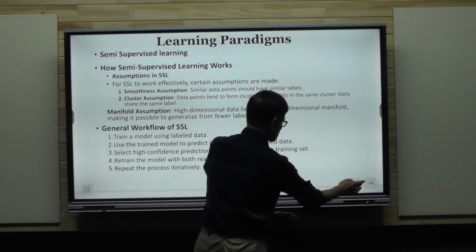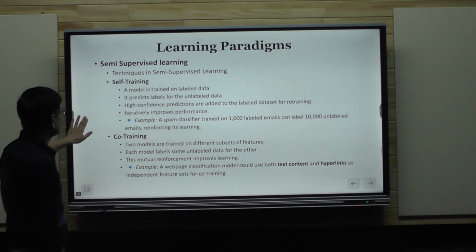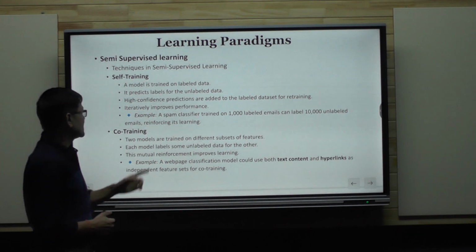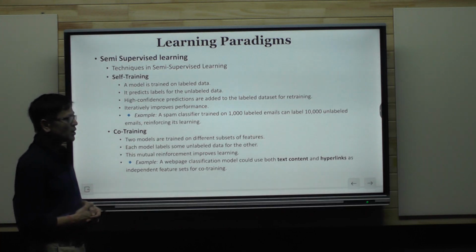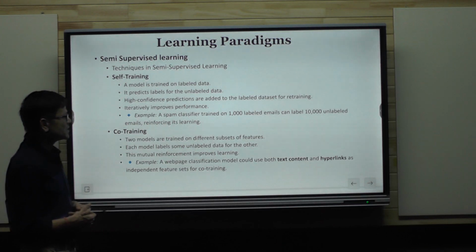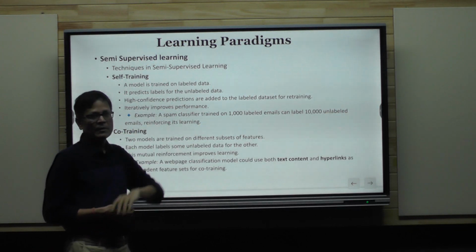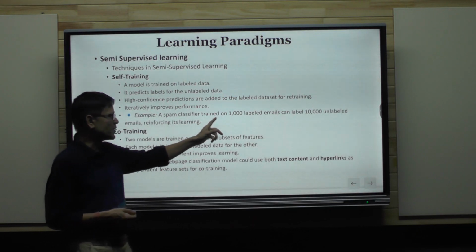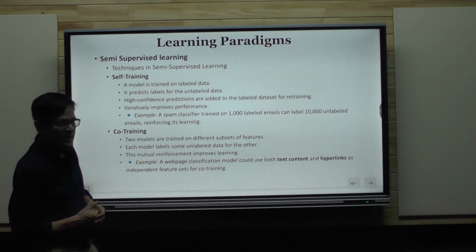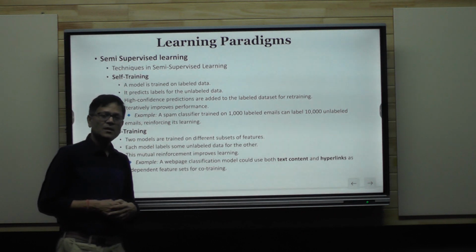So this is the general workflow of SSL. So where can we use semi-supervised learning? Self-training. A model is trained on the labeled data. It predicts the labels of unlabeled data. High confidence predictions are added to the labeled data for retraining. So that means it iteratively improves the performance. Example, a spam classifier trained on 1000 labeled emails can label 10,000 unlabeled emails, reinforcing its learning.